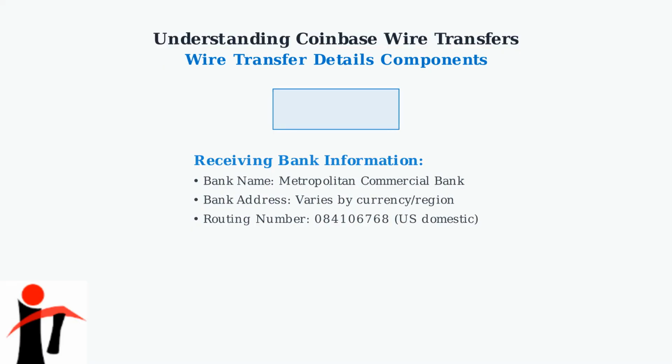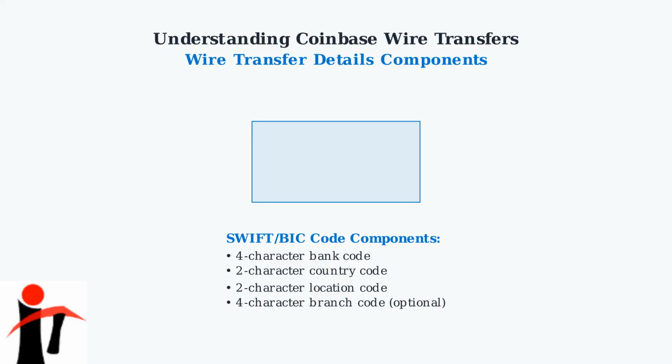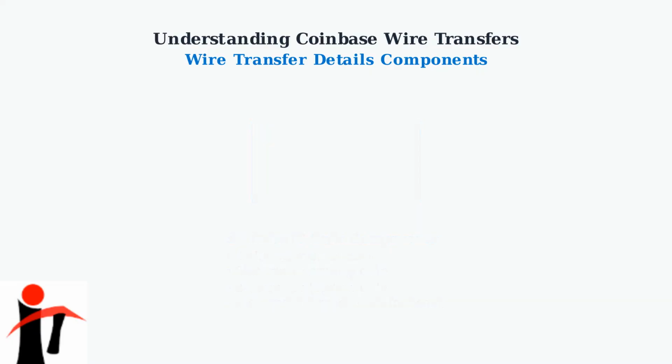The receiving bank for US dollar transfers is Metropolitan Commercial Bank, and you'll receive specific account information that's unique to your Coinbase account. For international transfers, you'll need the SWIFT or BIC code. This code consists of 8 to 12 characters that identify the specific bank and branch for international wire transfers.